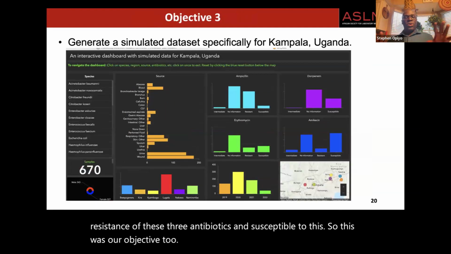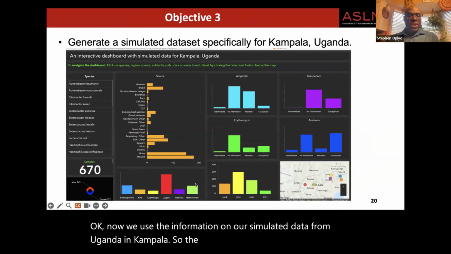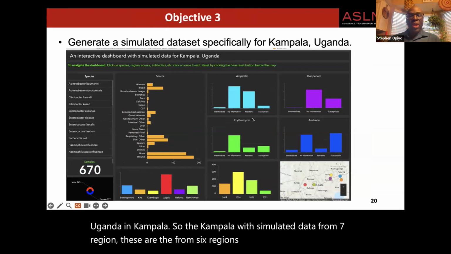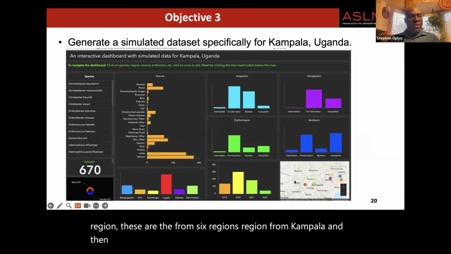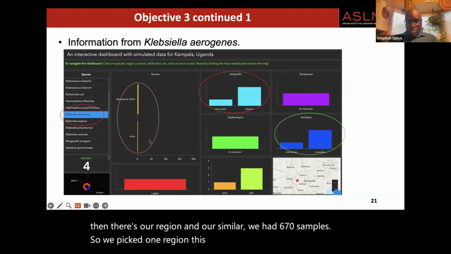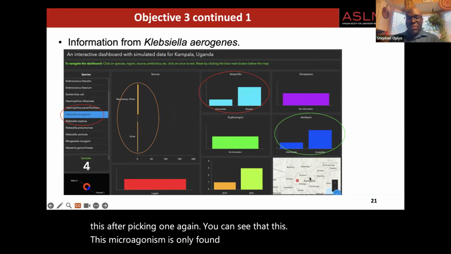Now we use simulated data from Uganda in Kampala. We simulated data from 6 regions in Kampala, and we had 670 samples. So we picked one region, which is Lugala. After picking one region, you can see that this microorganism is only found in Lugala. You can see that from the map.